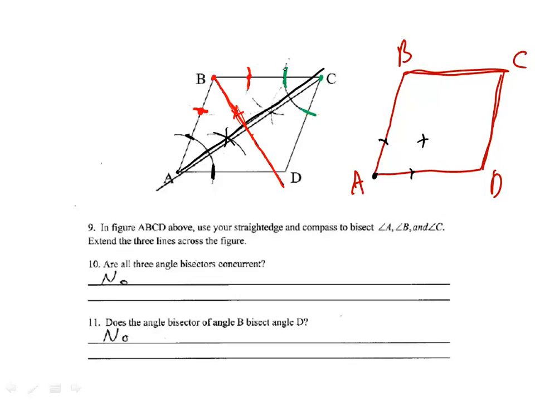Okay, so here's sharp point on C, mark. Now go to those points. You can see this is the arc that was made from here. This is the arc that was made from here. And then C goes through there. Alright, so there it is. It's constructed. Are all 3 angle bisectors concurrent?